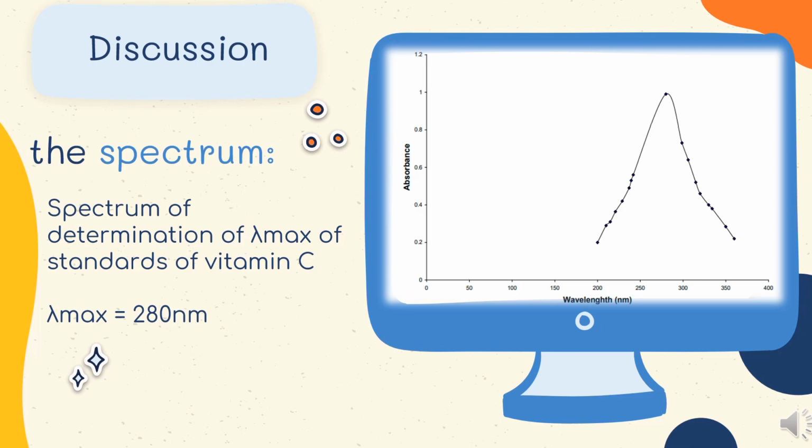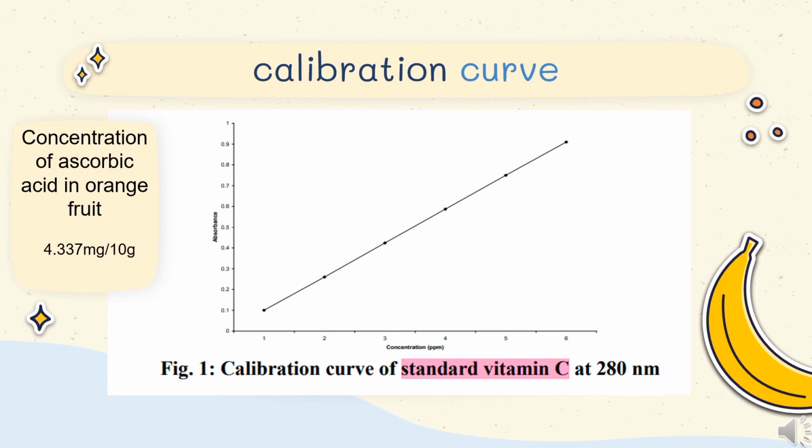Discussion. From the research paper, the concentration of ascorbic acid was determined by firstly determining the wavelength of maximum absorbance of standard ascorbic acid, lambda max. This is the spectrum obtained, and the lambda max was 280 nanometers. Next, a calibration curve of concentration versus absorbance of 6 standard solutions of ascorbic acid at 280 nanometers was constructed. By applying Beer's law, the concentration of ascorbic acid in orange fruit can be determined by using the absorbance value of ascorbic acid in orange fruit at the same wavelength.